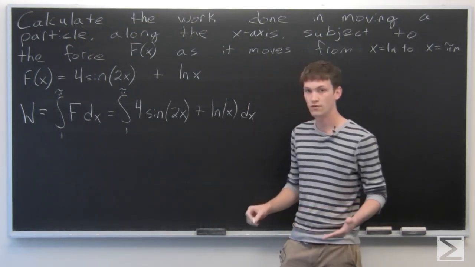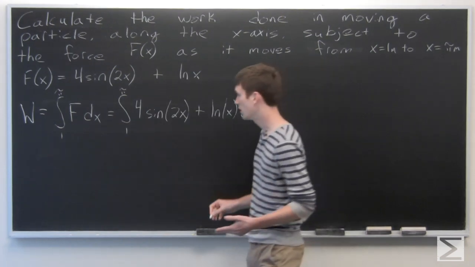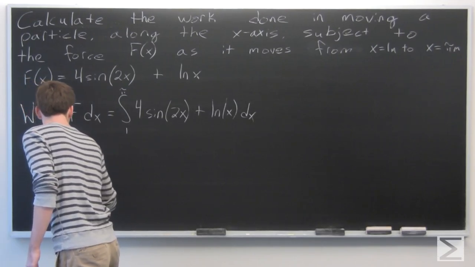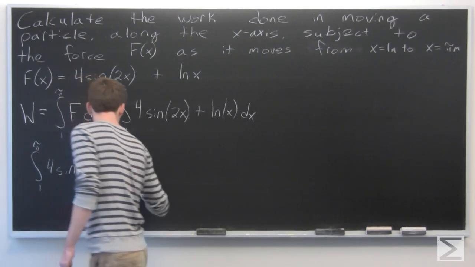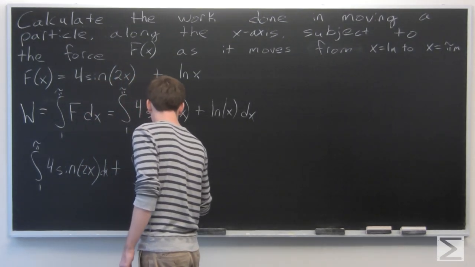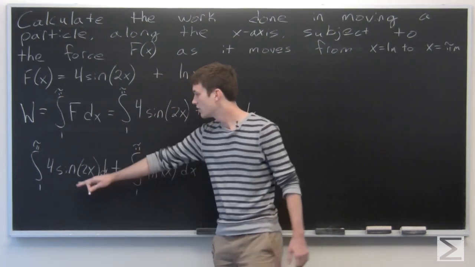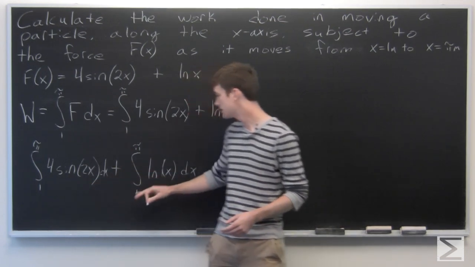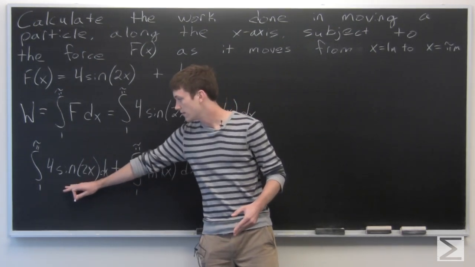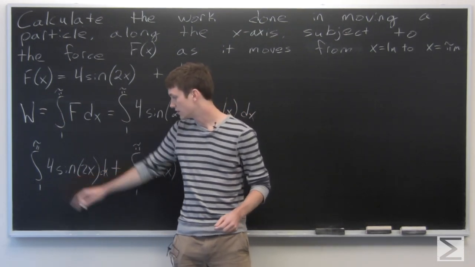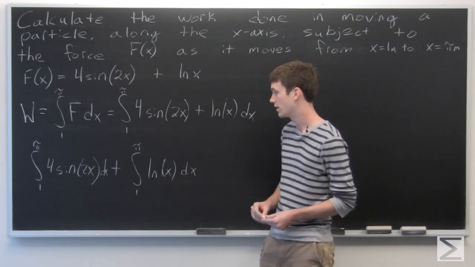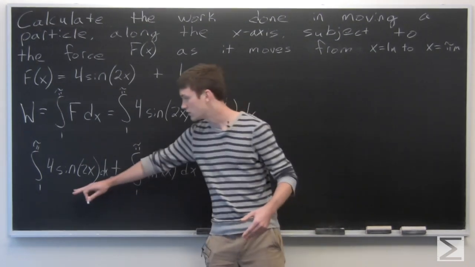So we know that the integral of a sum of two functions is the sum of the integrals. So we can write this as the integral from 1 to pi of 4 sine of 2x dx plus the integral from 1 to pi of the natural log of x dx. We can calculate the integral of 4 sine of 2x using u substitution, which I'll go into more depth in a minute. And we can calculate the integral of natural log of x using integration by parts, which I'll also go through in a minute. But first we'll just calculate the integral.